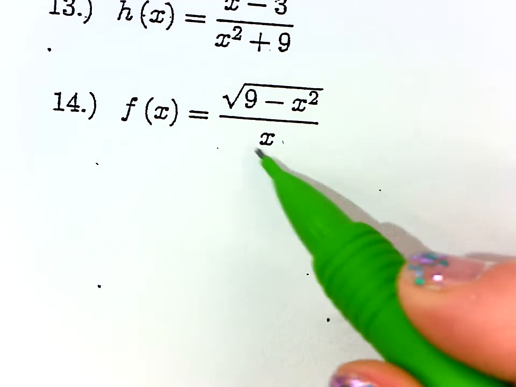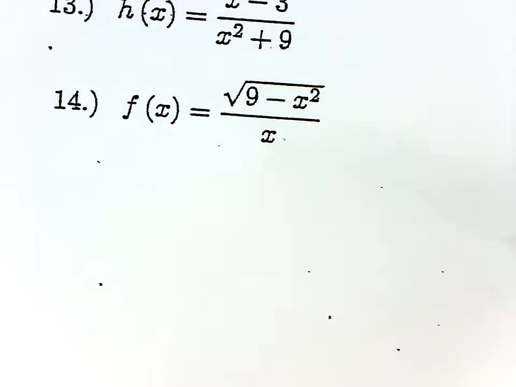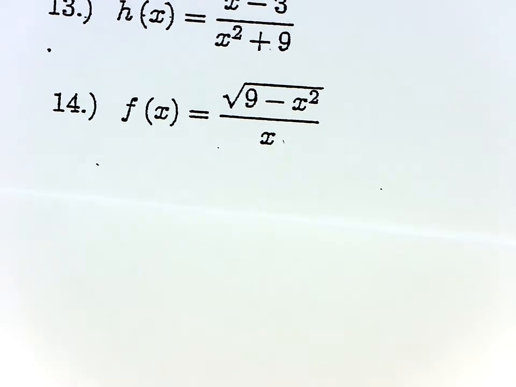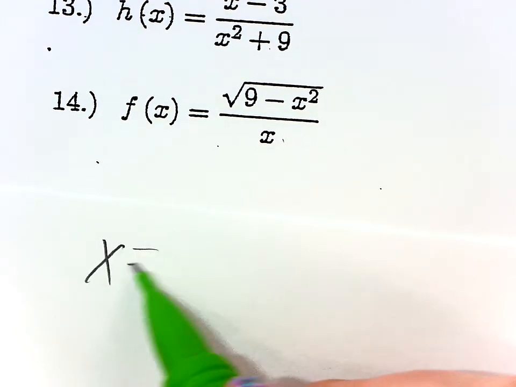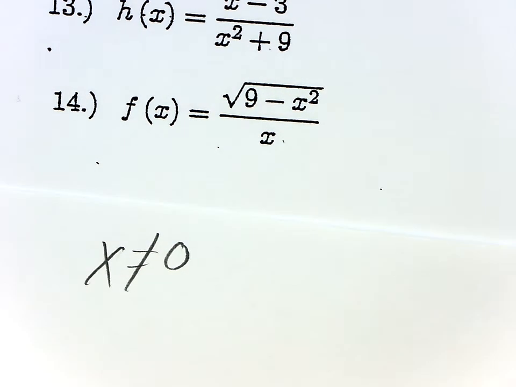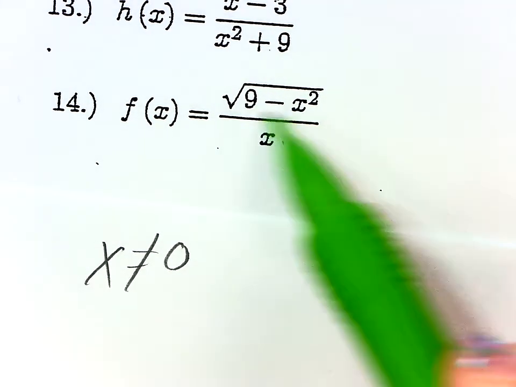Okay, so the 0 in the denominator is actually pretty easy. X just can't be 0, right? So I got to remember that. So I like to write it down. X can't be 0. All right, now let's deal with this square root business.